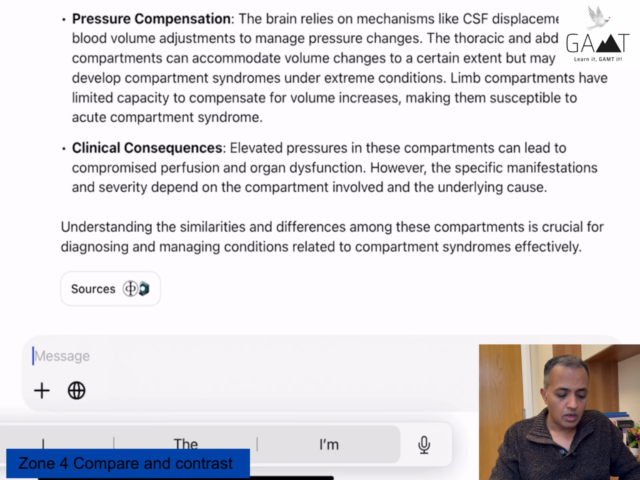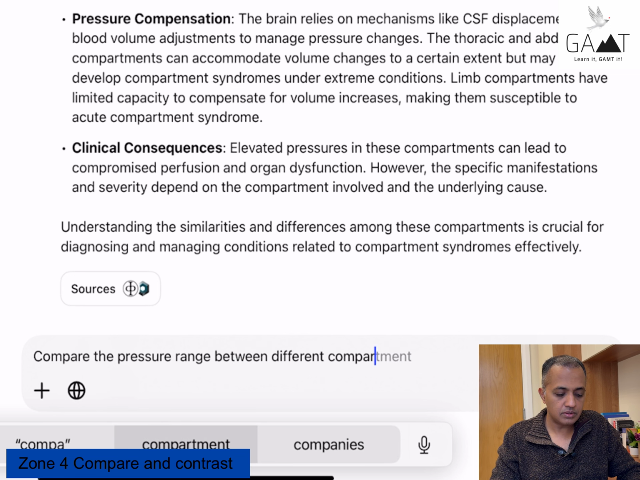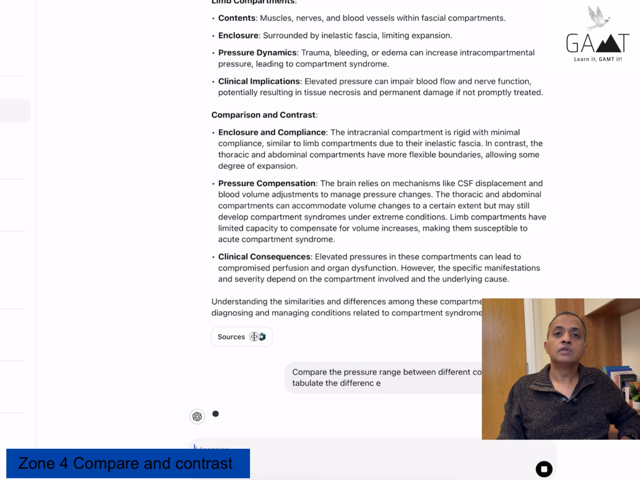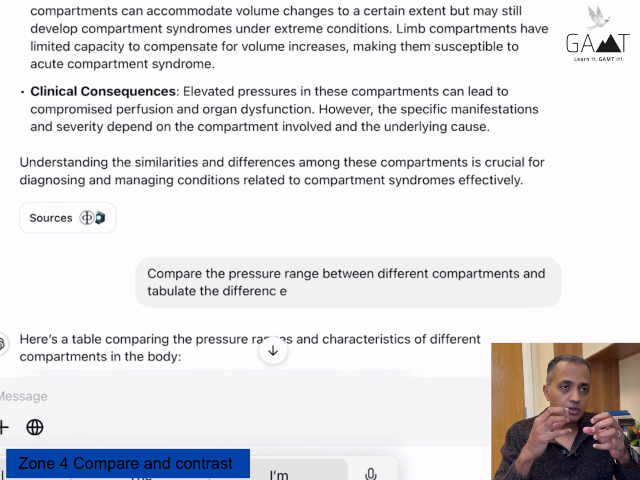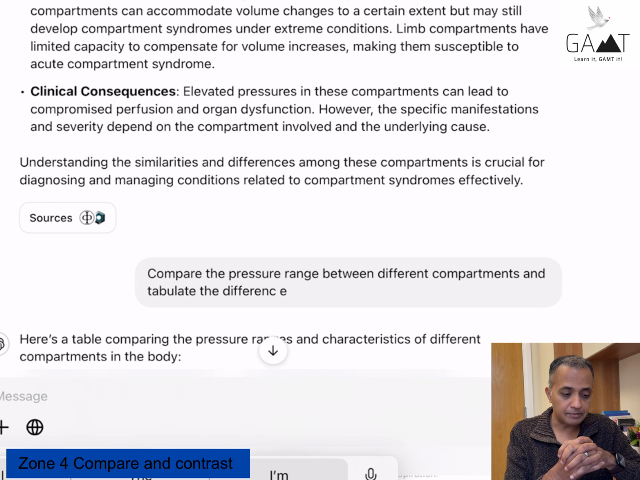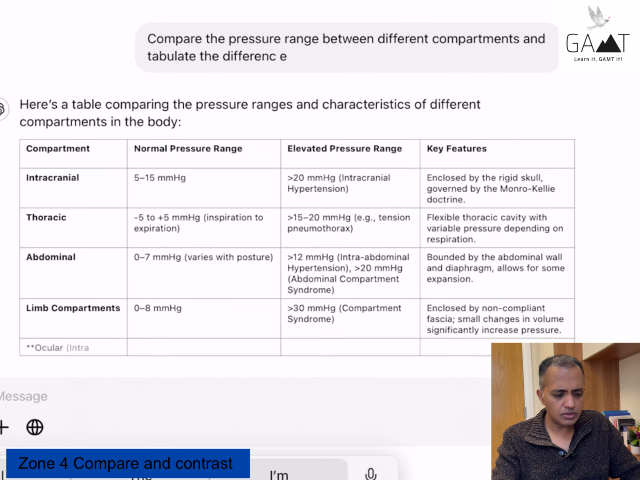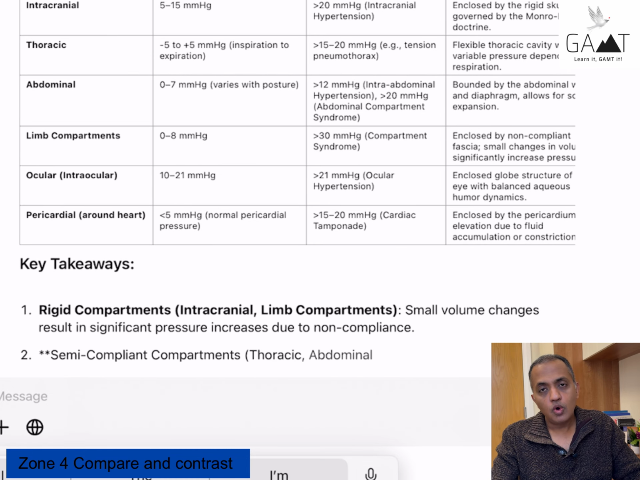Okay, right. Now compare the pressure range between different compartments and tabulate the difference. Again, what you're trying to do is get a bit more context and understanding of that particular topic. So it compares intrathoracic, limb compartments. What about intraocular? Oh yeah, intraocular pressure. Pericardial compartment. Okay, right.